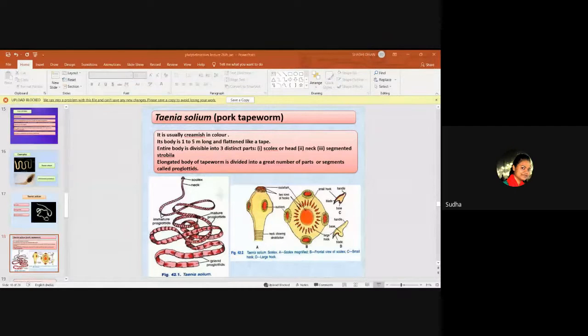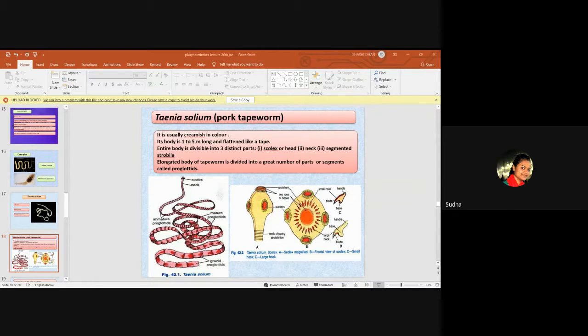So, the topic of my lecture today is Platyhelminthes. To all the students, I would like to say this is an important topic of your paper, that is CC1. Today we'll be discussing the different classes, classifying the phylum Platyhelminthes, and also discussing Fasciola hepatica and Taenia solium.